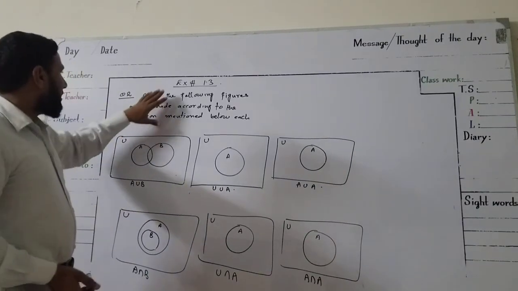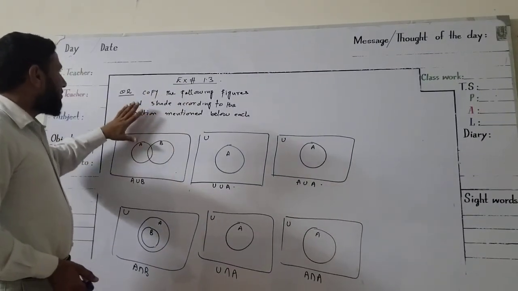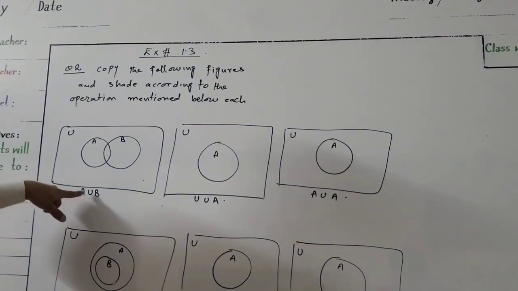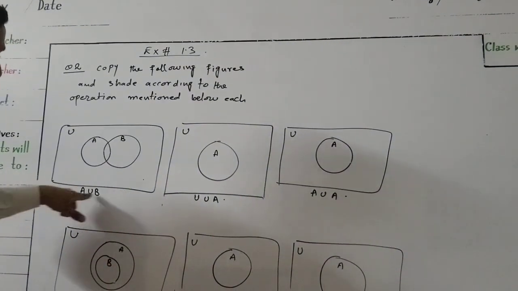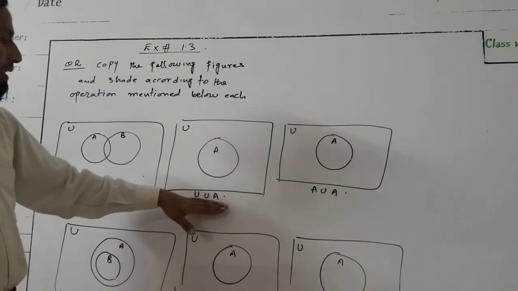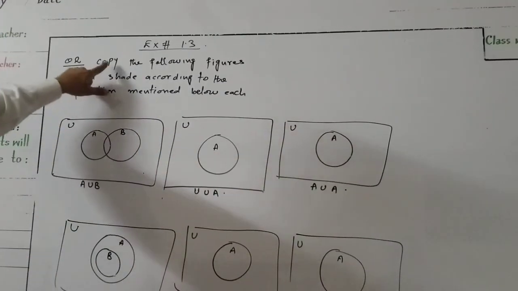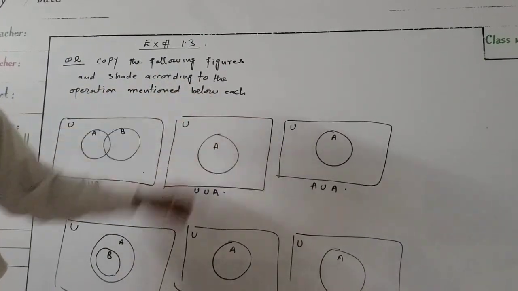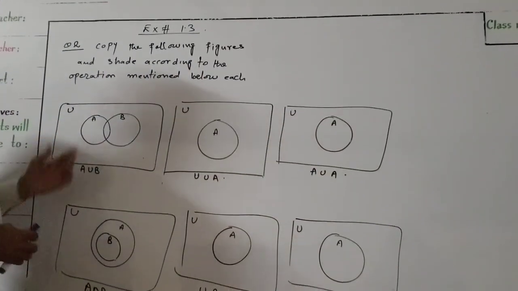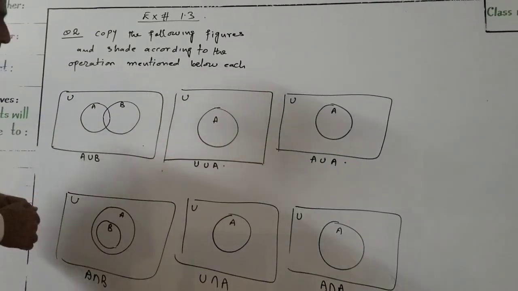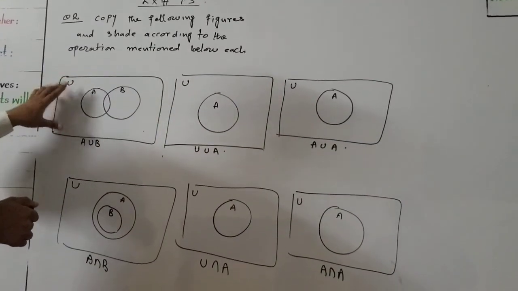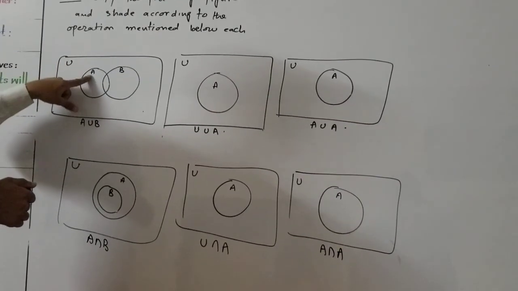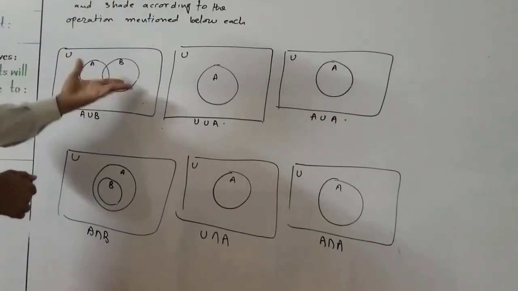In this exercise 1.3 we have to find out the area represented by the given operations: A union B, universal union A, A intersection A, and so on. Copy the following figures and shade according to the operation mentioned below each. So this is the representation of a Venn diagram, and in a Venn diagram you always represent the universal set with a rectangle, set A with a circle, set B with a circle, and C again with a circle, and so on.